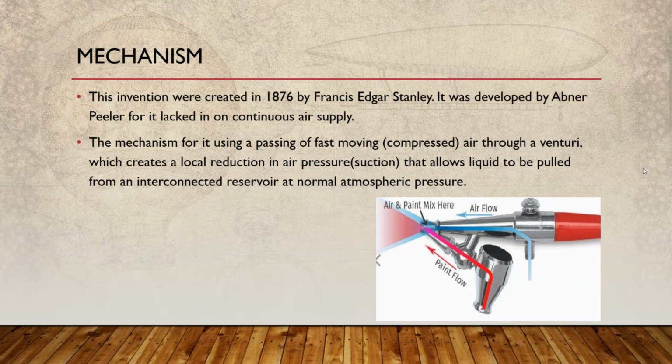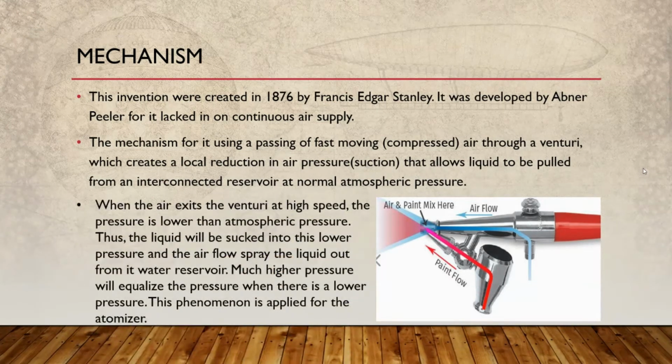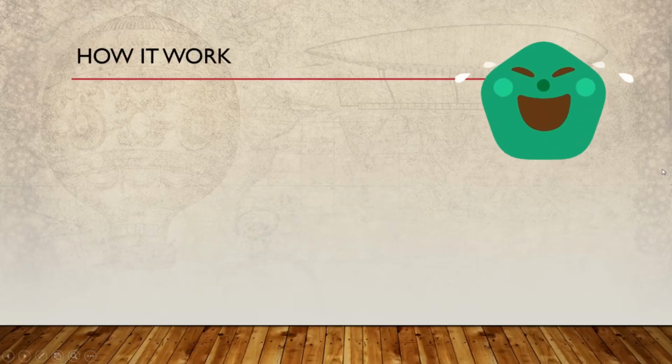at normal atmospheric pressure. Technically, when the air exits from the venturi at high speed, the pressure will be lower than the atmospheric pressure. Then, the higher pressure will be sucked by vacuum to equalize the pressure. This is why the liquid from the water reservoir is pulled out and sprayed with the airflow. Now, let us look into how the atomizer works.